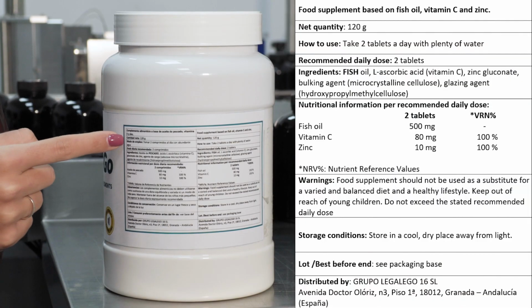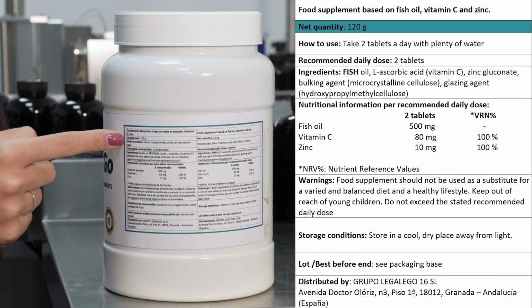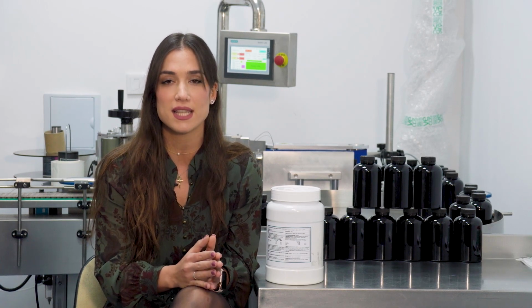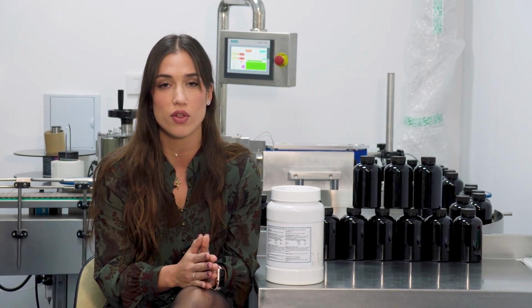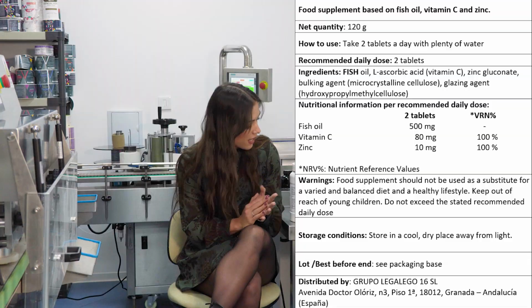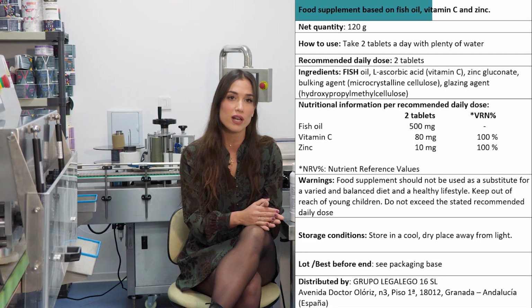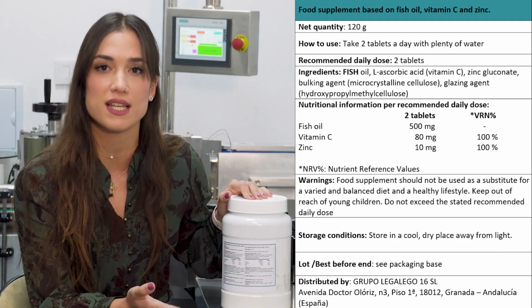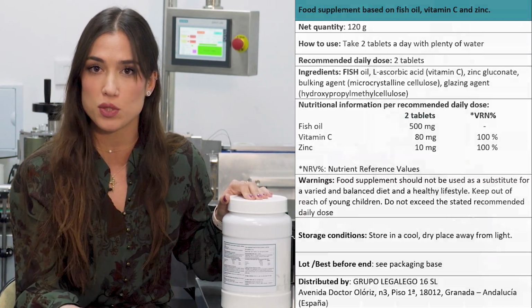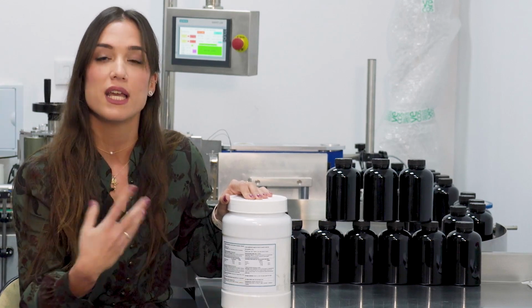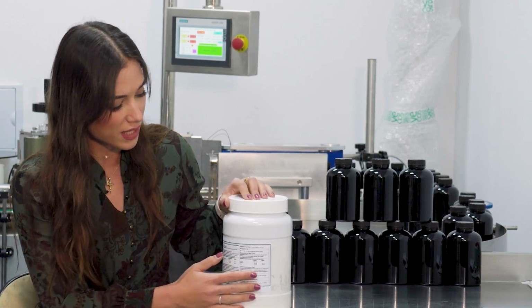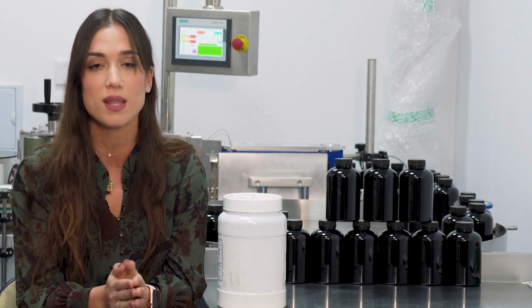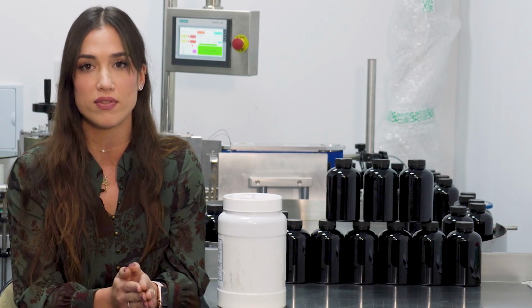Then we have to indicate the net quantity. The net quantity is the total quantity of the final product. It must be indicated in the same visual area as the denomination of the product. As we said, it is food supplement based on fish oil, zinc, and vitamin C. Here we can see that it appears in the same visual area. In case we decide to indicate, for example, here, it would be also correct, but if we decide to indicate here, no, because we cannot see at the same time the denomination of the product and the net quantity.